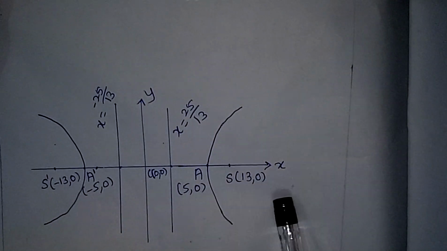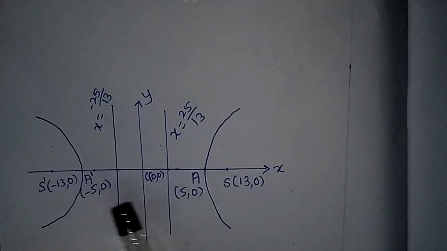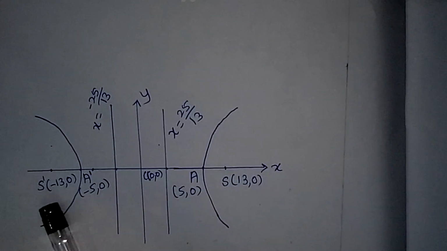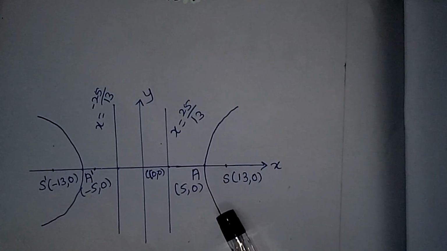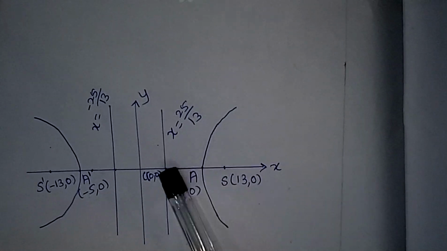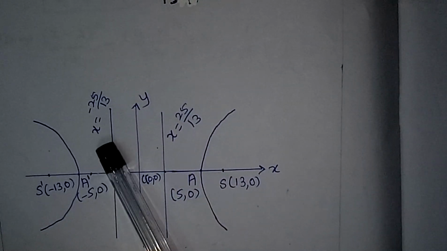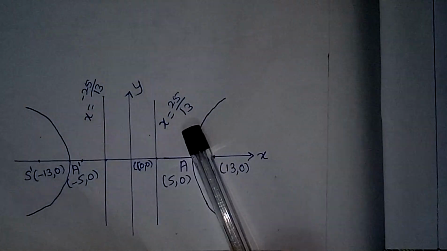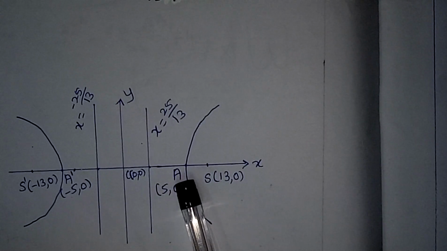First you have to draw the x-axis and y-axis. This is the center, the origin. Mark the vertices 5 comma 0 and minus 5 comma 0. Then the foci 13 comma 0 and minus 13 comma 0. Then draw a hyperbola passing through the vertices. Like this you will get a hyperbola, and here we will have the directrices, x equal to 25 by 13, and here x equal to minus 25 by 13. When we divide 25 by 13, you will get 1 point something, no? So that lies before this 5. Vertices means 5 comma 0.